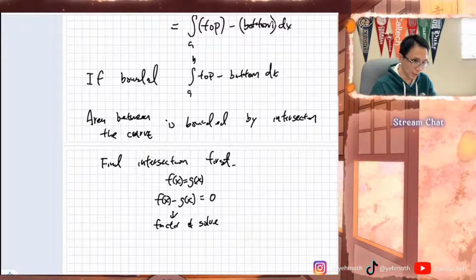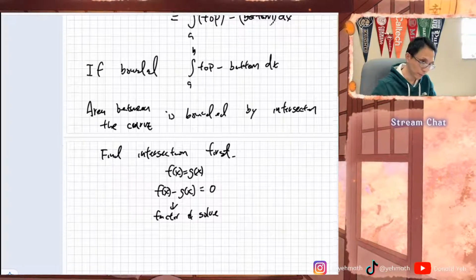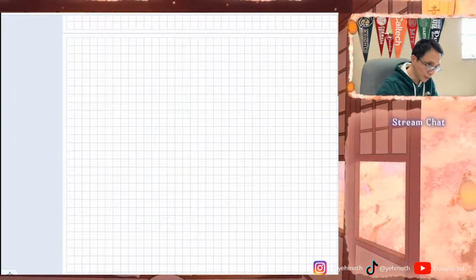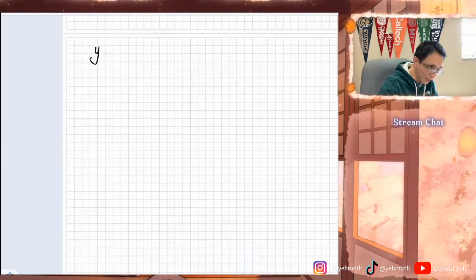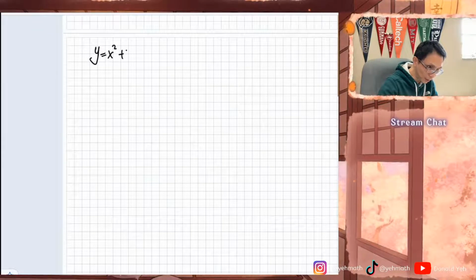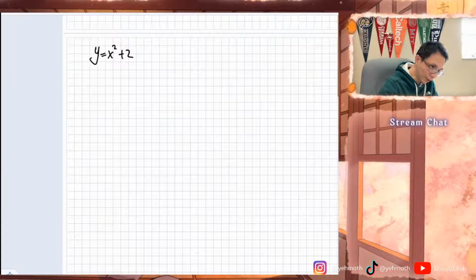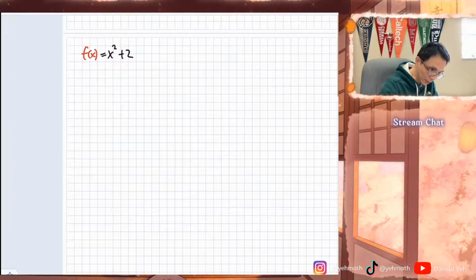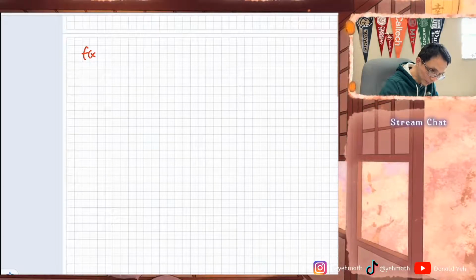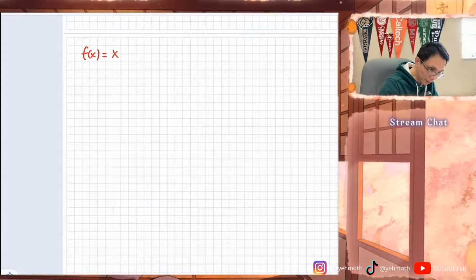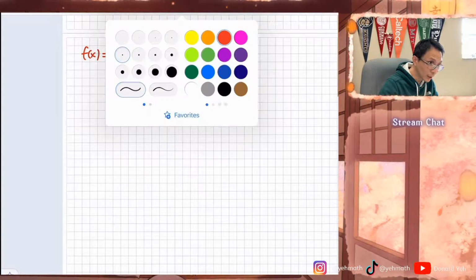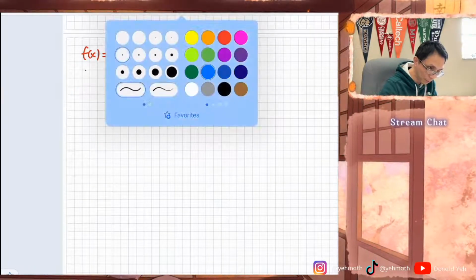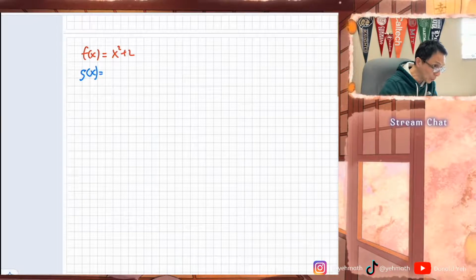So that's the second situation. Let's talk about the first situation first. You have to be able to graph the functions though. Let's say I give you a function, y is equal to x squared plus 2. We're going to call this f of x, and we're going to write it in red. f of x is equal to x squared plus 2. And I'm going to give you another function, g of x, in blue. So g of x is equal to negative x.